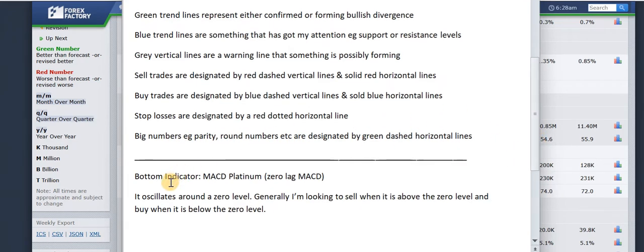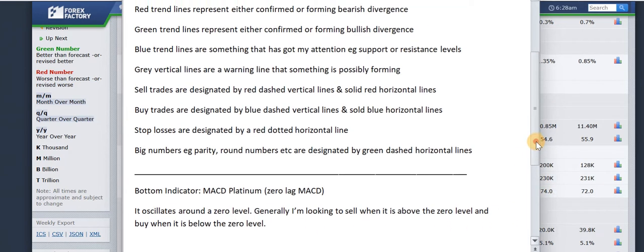The bottom indicator is the MACD Platinum, or it's just a zero lag MACD. Now it oscillates around a zero level. You'll see this when we go through the charts. Generally, I'm looking to sell when it's above the zero level and buy when it's below the zero level. So you'll see all that in a minute.